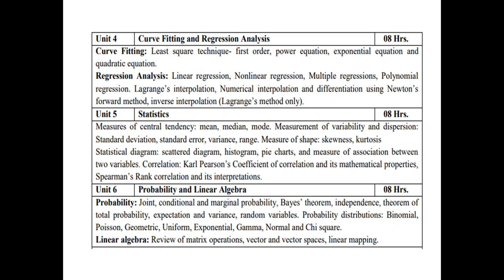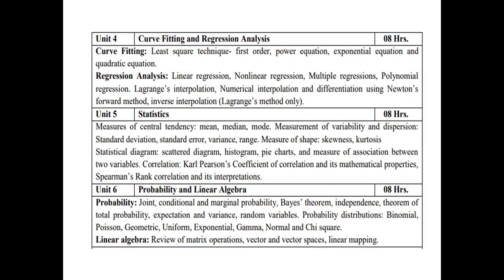Then next, you have been given curve fitting and regression analysis. The first three units are taken from the NM subject, numerical method and optimization. But the second part, unit number 4, unit number 5, and unit number 6, are newly defined in your syllabus. First is curve fitting and regression analysis.